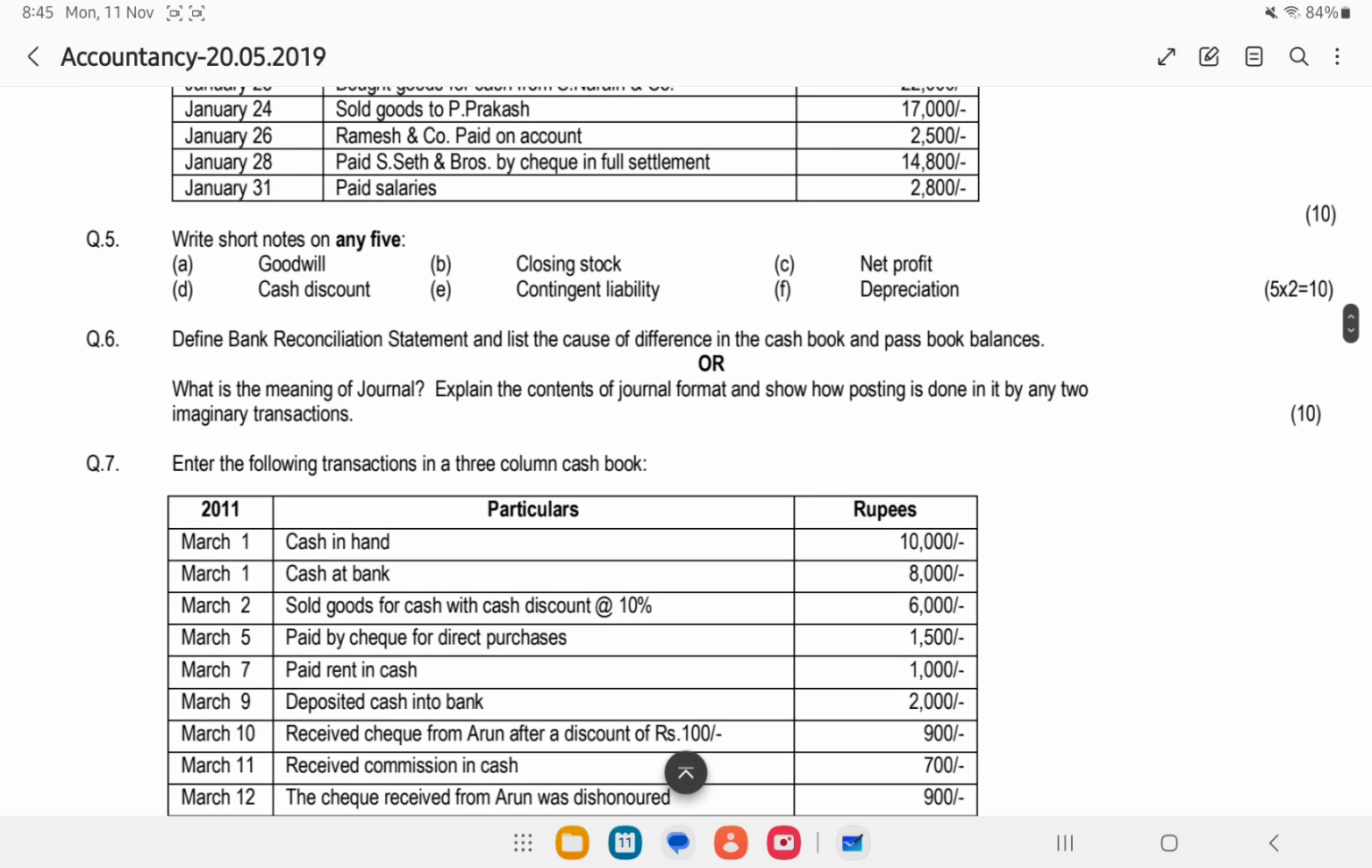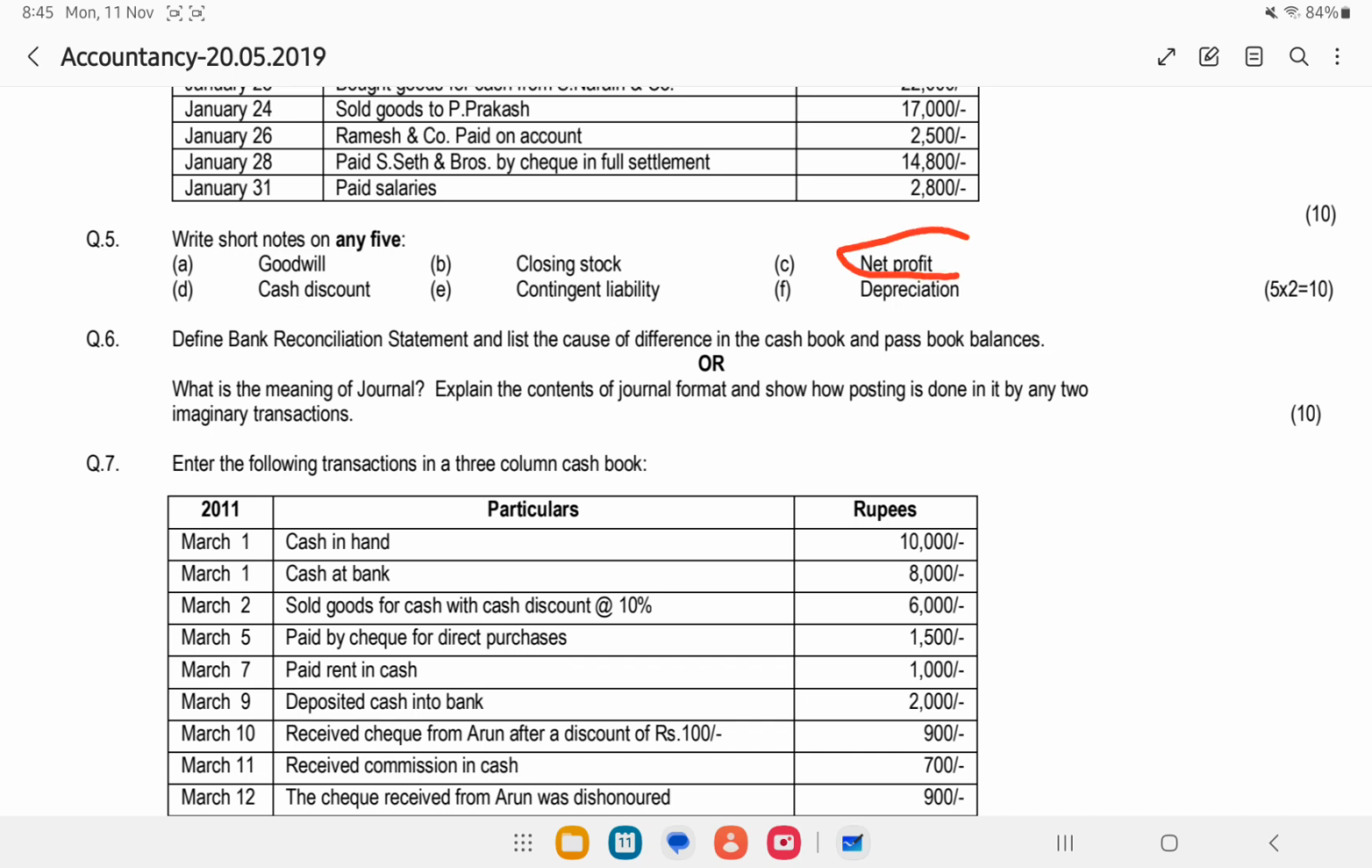Then we have write short note on any 5. Questions like these would come. You should know how to explain terms. Write it in your own words. If you have done the practical problems wholeheartedly, if you have done them yourself, you will have answers to these questions. Just take an example.